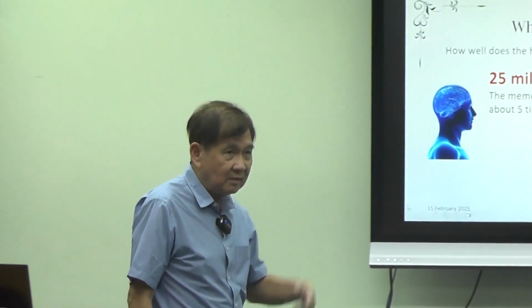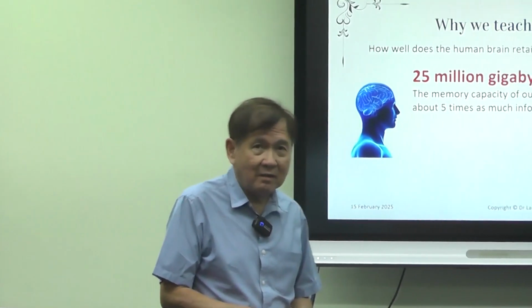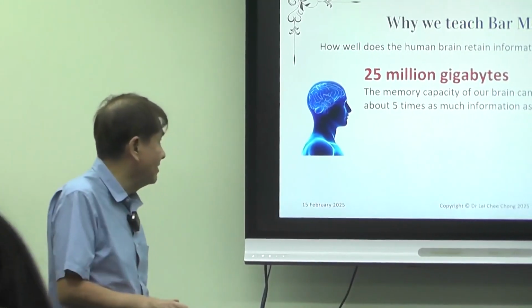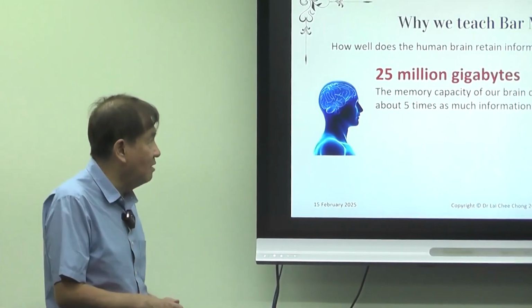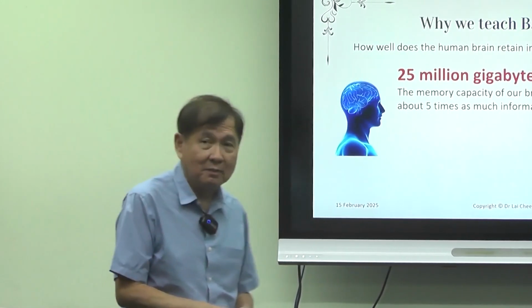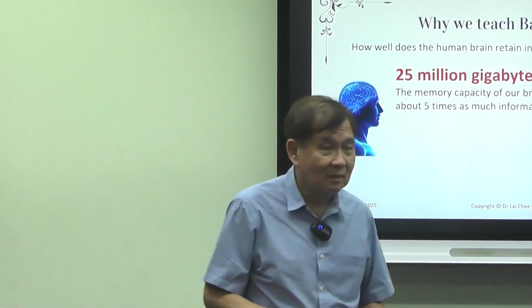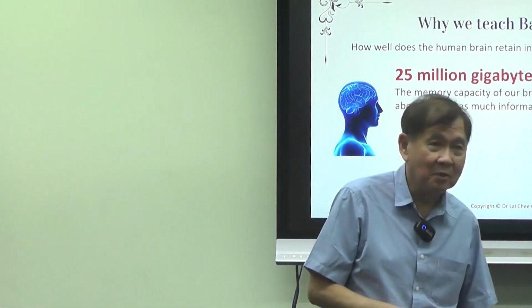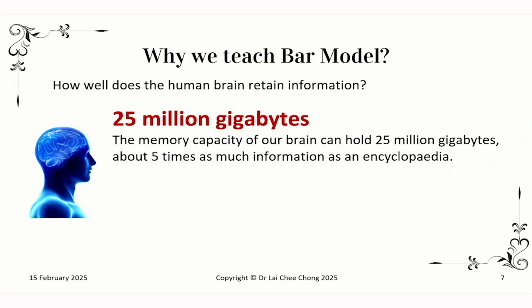Talking about our hard disk in our brain, okay, our disk capacity. We can hold 25 million gigabytes, a lot, by the way. This is our brain. You got 25 million gigabytes in your body up there, okay? It's about 5 times as much as an encyclopedia. My goodness, in your brain you can store 5 encyclopedias though. It's very big storage, am I right?